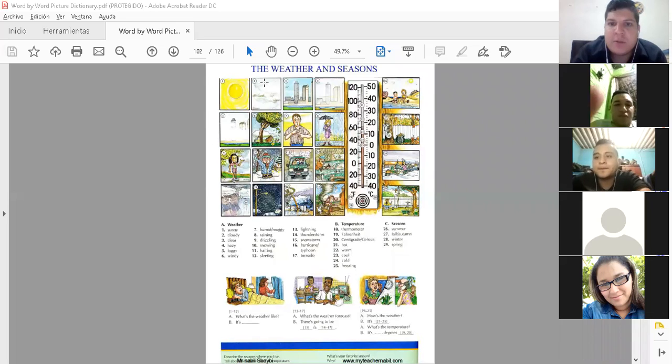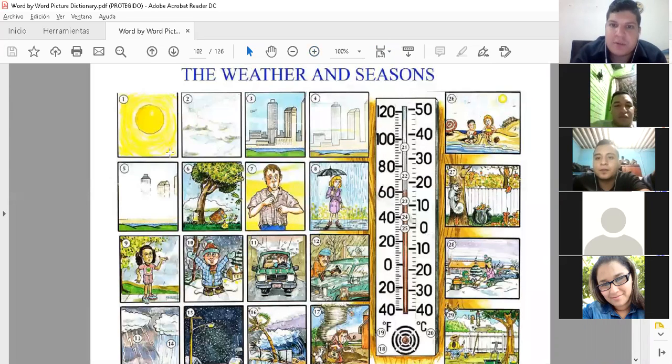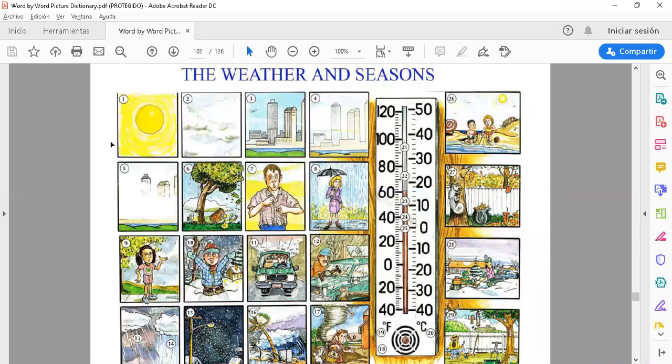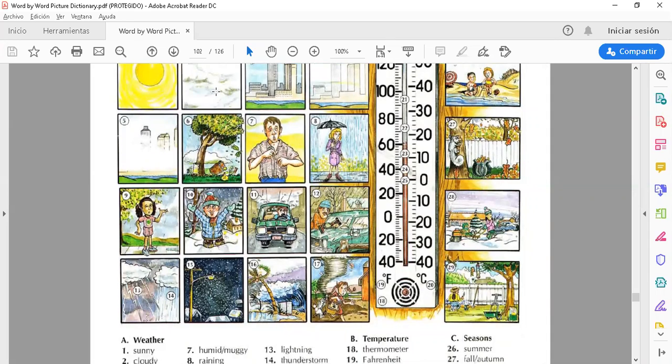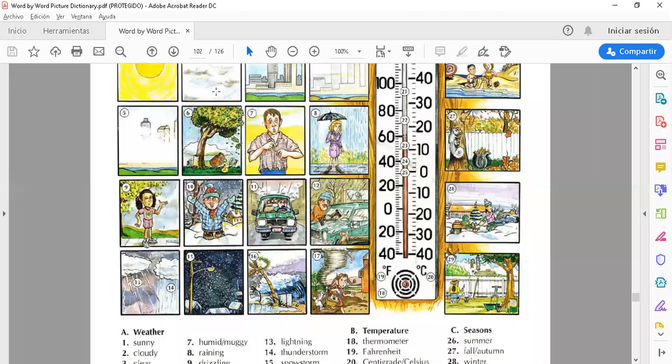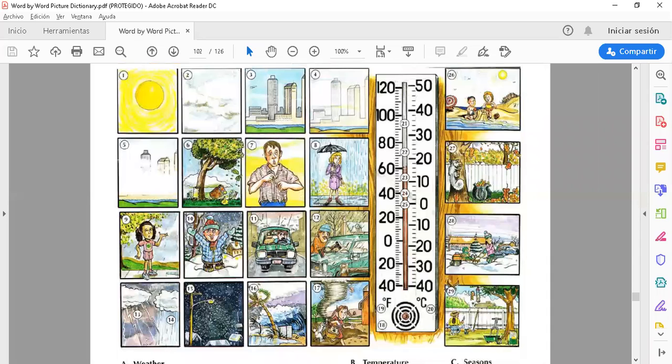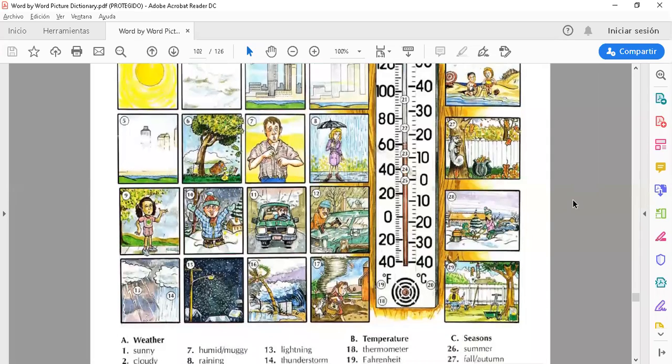Give me a second, please. Here we have the word-by-word picture dictionary, okay? You're going to be able to see images. ¿Qué imagen creen que es esto? Las estaciones. Sunny, very good. How do you say que hay muchas nubes? Cloudy. Then we have claro. Claro se dice clear.